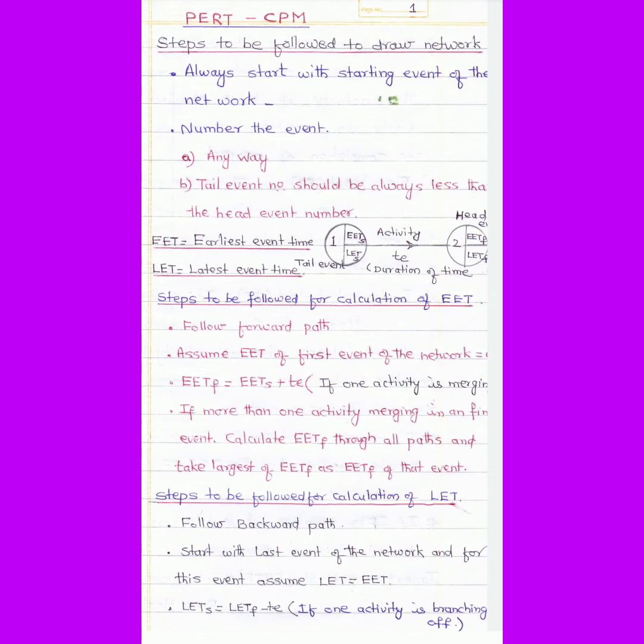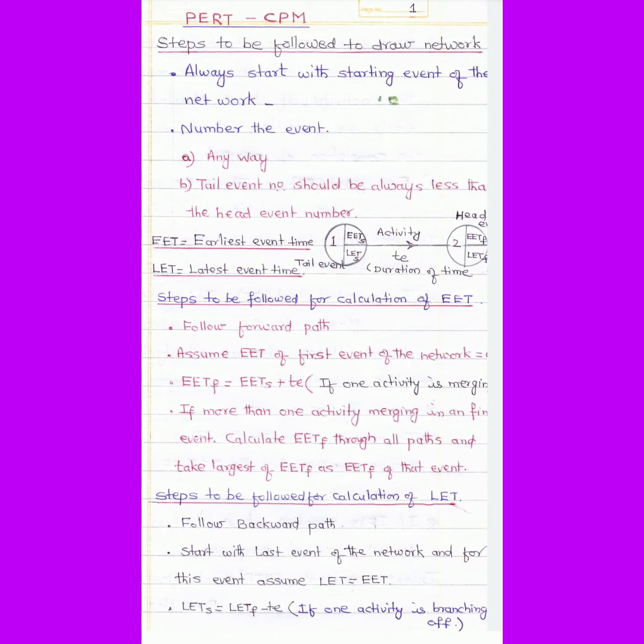Steps to be followed for calculation of EET. Follow the forward path. Assume EET of the first event of the network equal to 0. EETF is equal to EETS plus TE if one activity is merging. If more than one activity is merging in a finish event, calculate EETF through all paths and take the largest of EETF as EETF of that event.